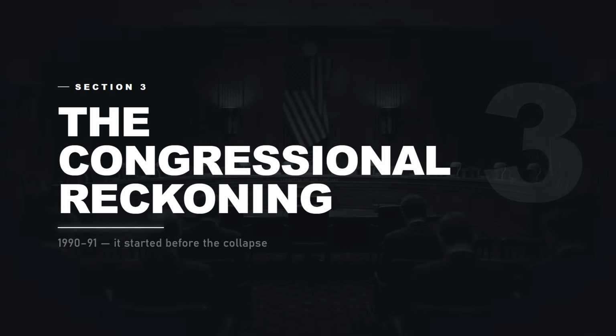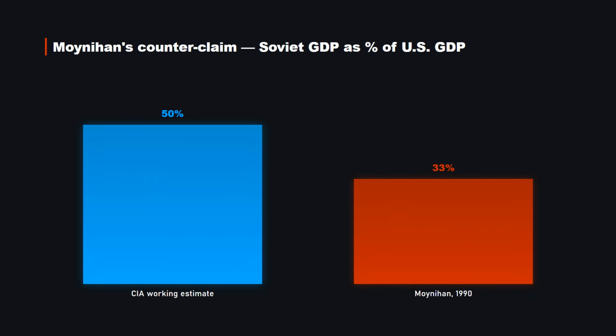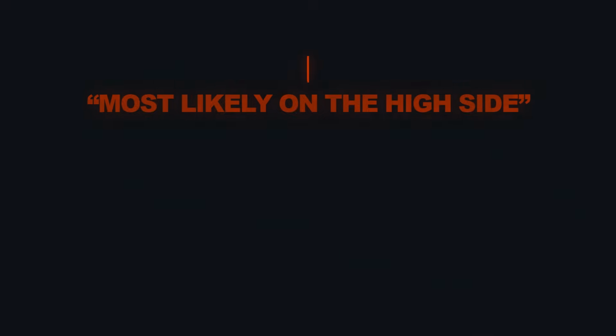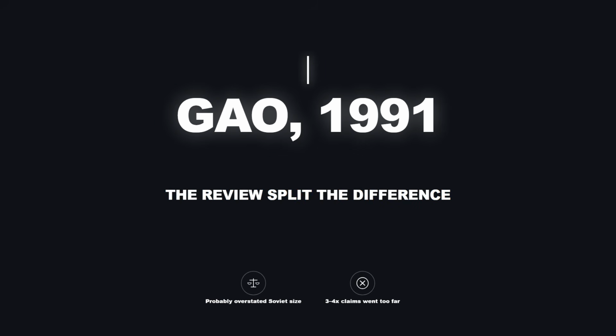The reassessment actually started before the collapse. In July 1990, Senator Daniel Patrick Moynihan told a Senate hearing that CIA estimates had overstated Soviet output for a generation and distorted American defense policy, arguing the real figure was closer to a third of US GDP, not half. A CIA official, George Kolt, conceded the agency's numbers were most likely on the high side. The GAO's own 1991 review agreed the CIA had probably overstated the Soviet economy's relative size, while cautioning that claims of a 3- or 4-fold overestimate went further than the evidence supported.